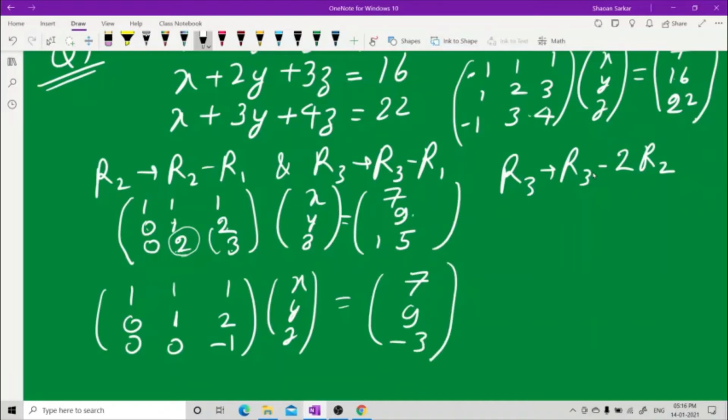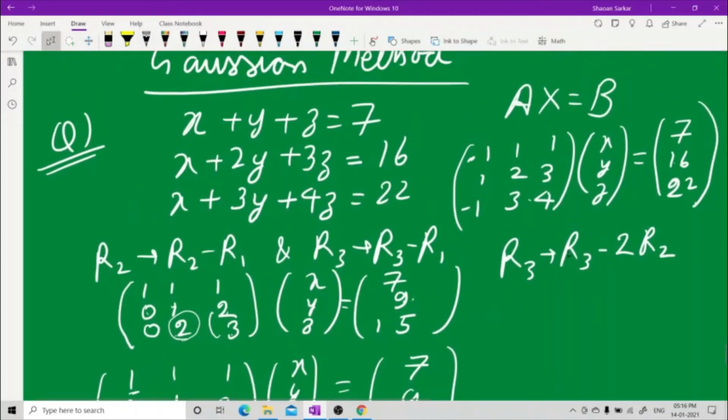So now you can see there is a pivot here, there is a pivot here, there is a pivot here. So how to write the augmented form? I got this matrix and I got this matrix. This is 3 cross 3 and this is 3 cross 1. So this is the matrix A, and this is the matrix B.